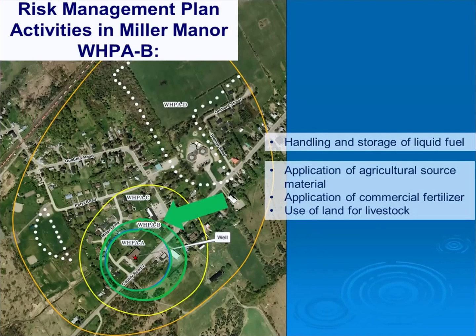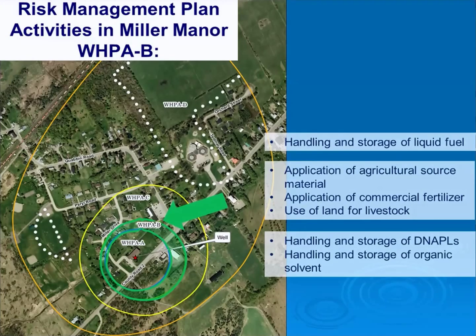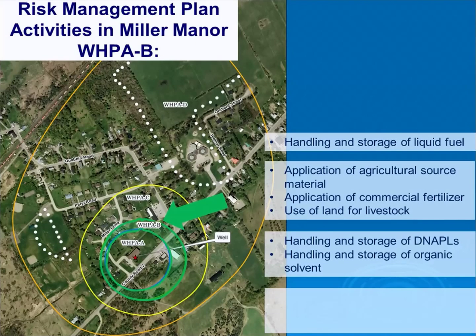good management practices. Policy 6.5.3 requires risk management plans in Wellhead Protection Area B for the following activities: the existing handling and storage of a dense non-aqueous phase liquid of any quantity and/or an organic solvent. The risk management plan should consider the repair and/or replacement of defective equipment, staff training, and the implementation of best management practices.